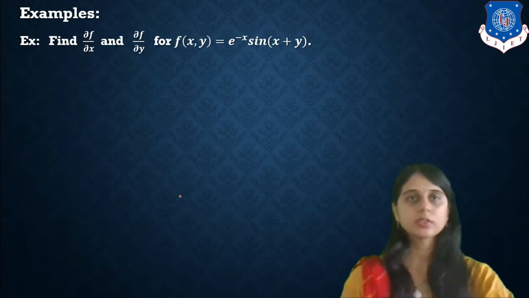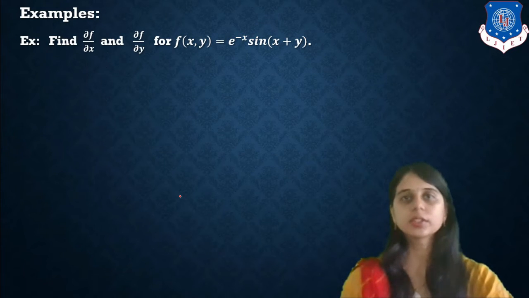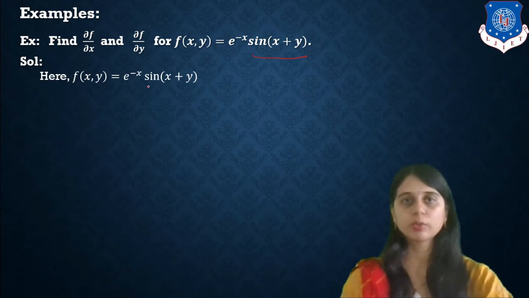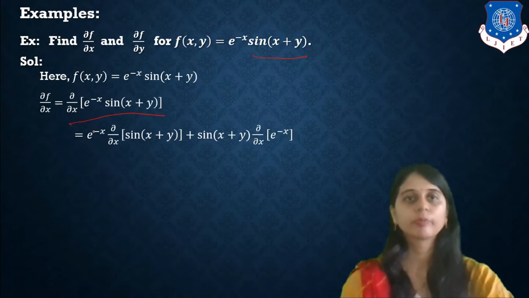Okay, first is to find del f by del x and del f by del y for f of x y, where the function is e raised to minus x sin (x plus y). Now f of x y equal to e raised to minus x sin (x plus y). For del f by del x, we take del by del x of e raised to minus x sin (x plus y).